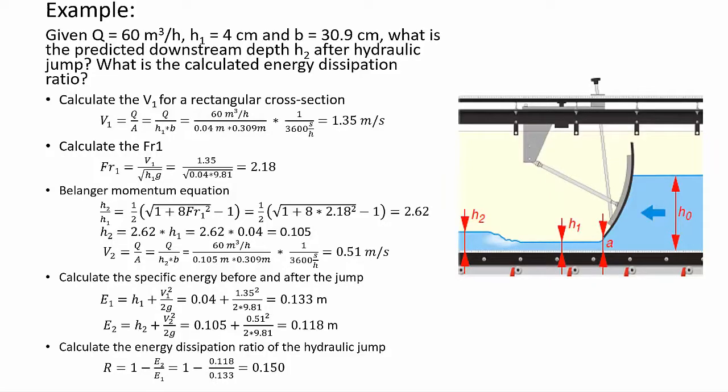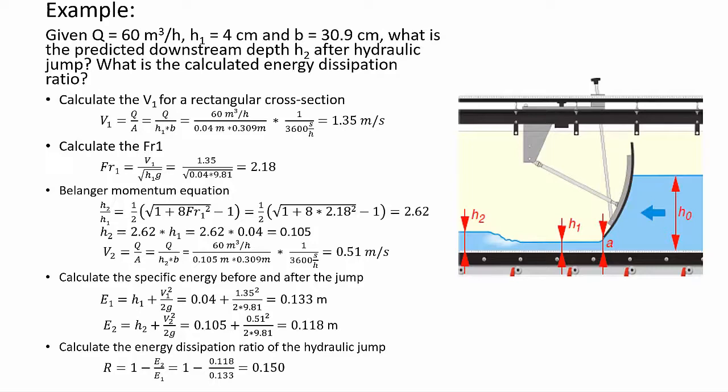Here is an example of how to analyze the data. Given Q equal to 60 cubic meters per hour, H1 equal to 4 cm, and B, the width of the flume, equal to 30.9 cm. Ask what is the predicted downstream depth H2 after the hydraulic jump, and what is the calculated energy dissipation ratio.